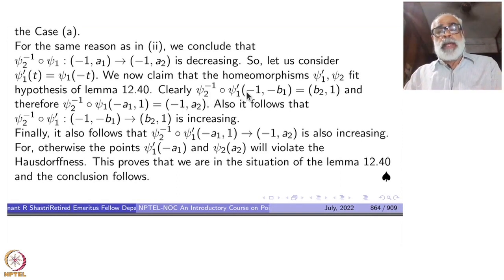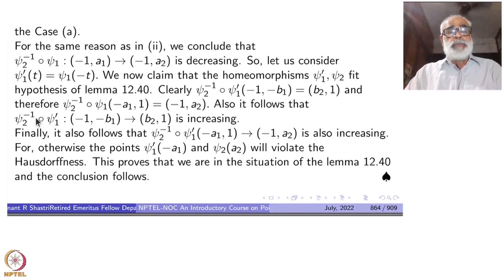Clearly, psi 2 inverse of psi 1 prime, minus 1 to B1 now, see, all the things have changed because t has been replaced by minus t here. Minus 1 B1 to B2 to 1, and therefore psi 2 inverse of psi 1 of minus 1 1 will be equal to minus 1 A2. Minus 1 to A1 was there. Now I have changed the sign. So this will become minus 1 comma 1 to minus 1 to A2. The far right end here is coming into the left hand end here.